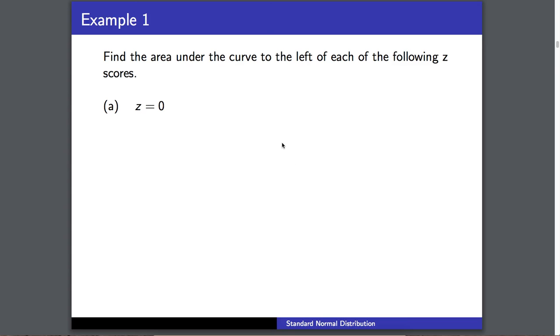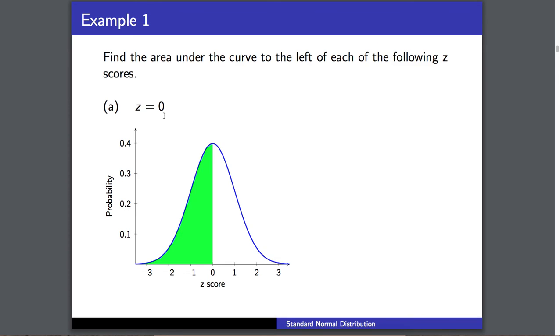So we're going to find the area under the curve to the left of each of the following z-scores. In 1a, we have to the left of z equals 0, which would look like this. So we want to find this area that's in green here underneath this curve, which is also the probability of obtaining a z-score less than or equal to 0.